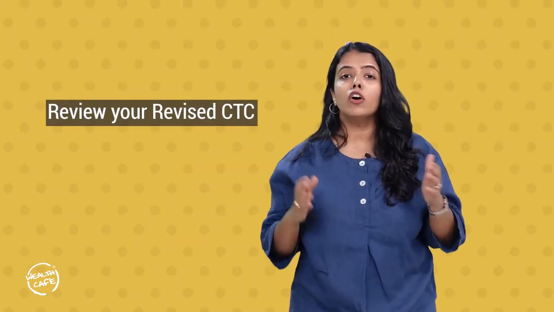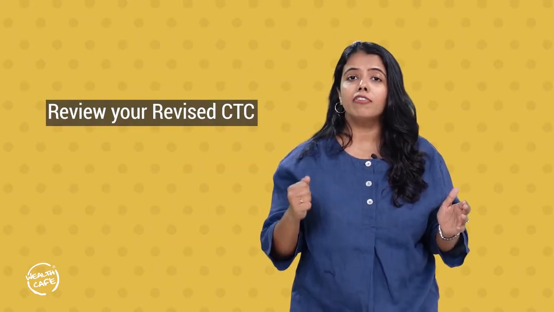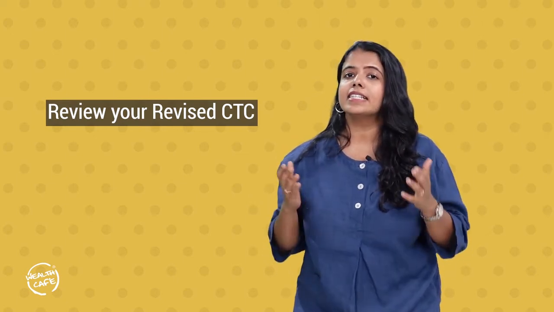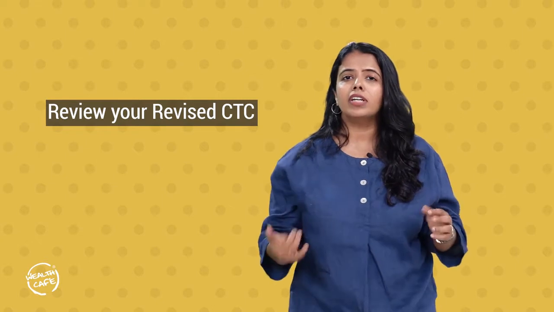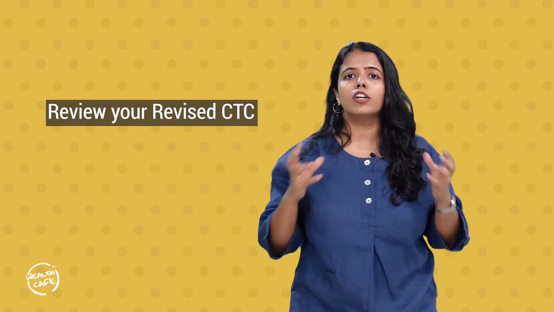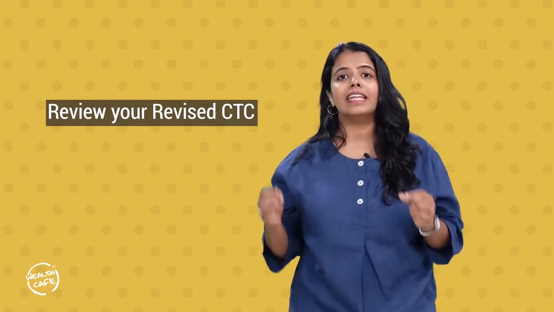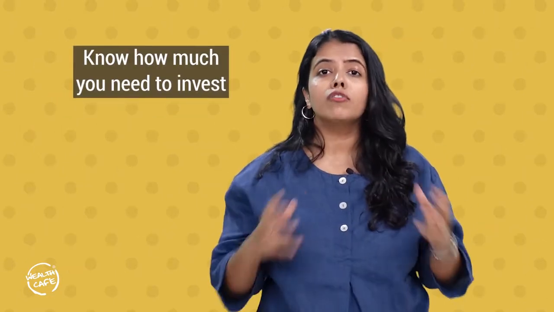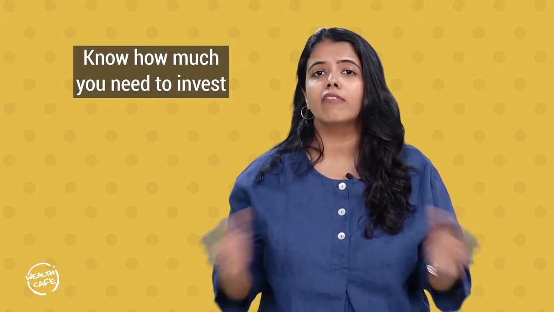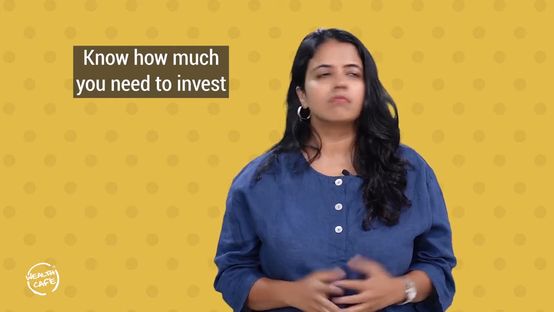Step 1, review your revised CTC and figure out the taxability of various components. So say if your CTC is 10 lakh rupees and after considering HRA, LTA and other allowances, you figure out that your taxable amount is 6,85,000. Step 2 is to figure out of the 6,85,000, how much do you have to invest for tax purposes?